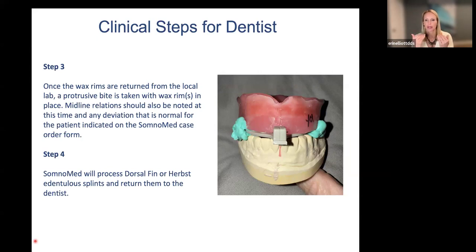The first thing that I do is try it in and have them bite into place to make sure the wax rims are even, that we have the curves correct, and then I mark the midline of the face, not necessarily the midline in relation to the lower arch. So midline of the face, because that helps me place the fork, but also is good for the lab techs. And then SomnoMed can go from there to make the final oral appliance.